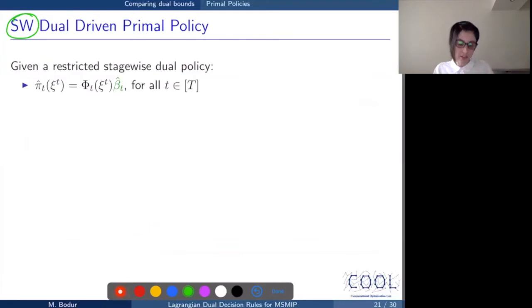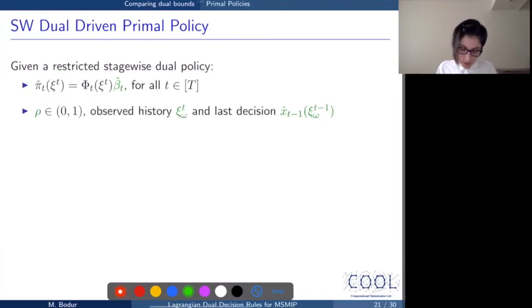So if you solve our restricted stage-wise Lagrangian dual, you will get these LDR variable solutions, say beta hat. But knowing beta hat combined with our basis functions means we know our actual Lagrangian dual multipliers, what we will use for these pi values. So given this, what else do we know? We also, of course, observe, if this is the scenario that we are simulating, the history up until that point, as well as the decision that we made in the previous stage.